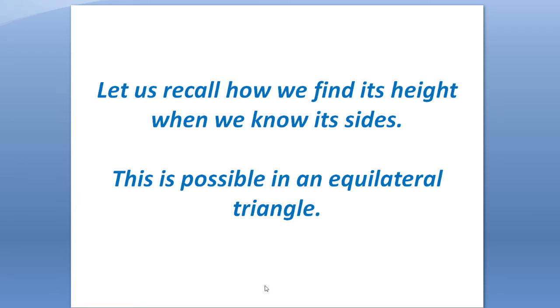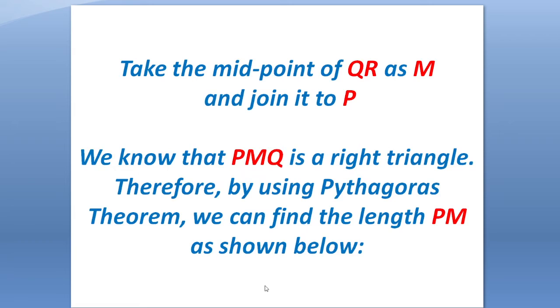So let us recall how we find its height when we know its sides. This is possible in an equilateral triangle by using Pythagoras theorem. Take the midpoint of QR as M and join it to P. We know that PMQ is a right angle. Therefore, by using Pythagoras theorem, we can find the length PM as shown below.